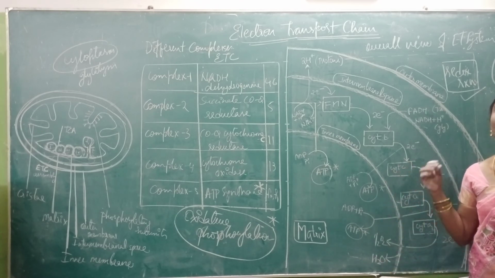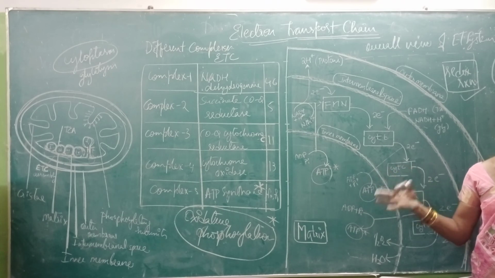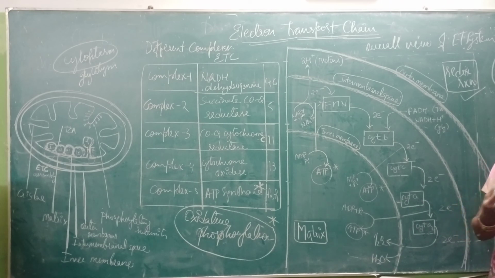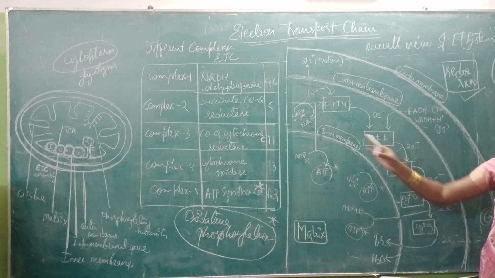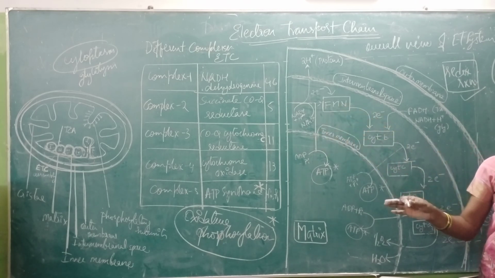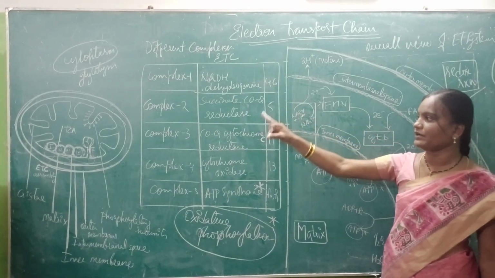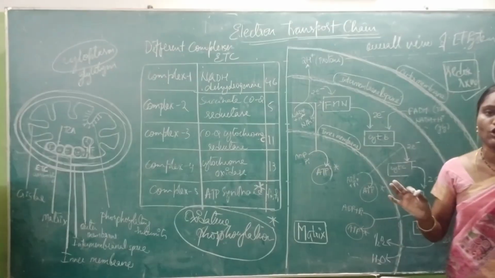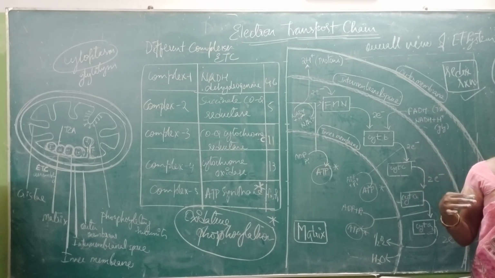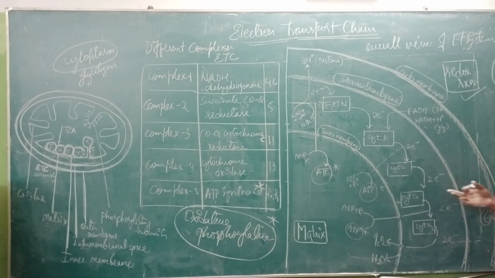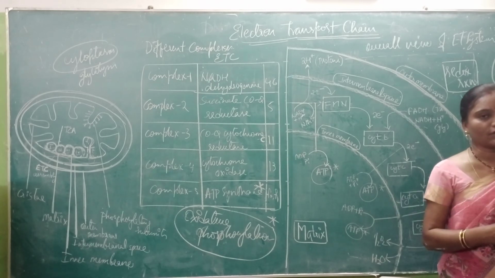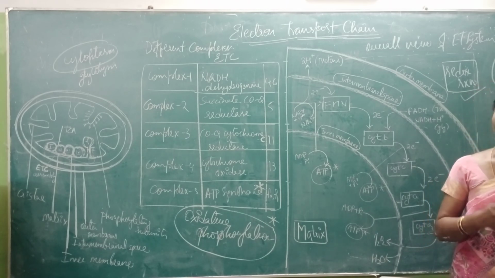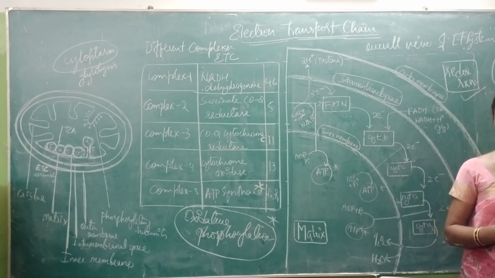So this is nothing but your overall view of electron transport chain. The overall chain of how electrons are being transferred from one substance to another is nothing but your electron transport chain. Each complex, that is complex 1, 2, 3, 4, 5, contains different components that are utilized by the mitochondria to transfer your electrons. Those components are your cytochromes, iron sulfur cluster proteins, coenzyme Q, succinate dehydrogenase, and NADH dehydrogenase.